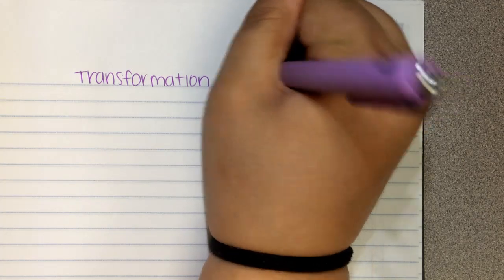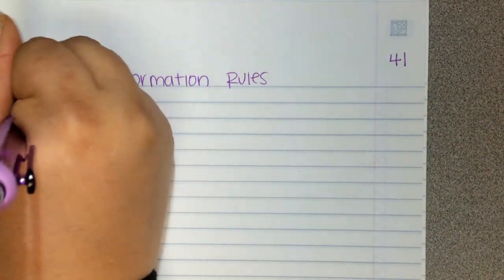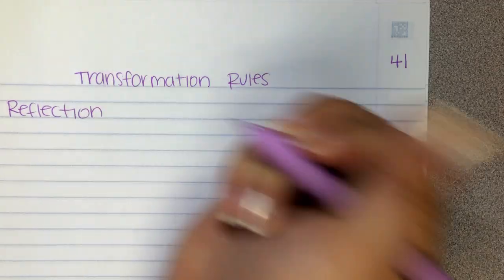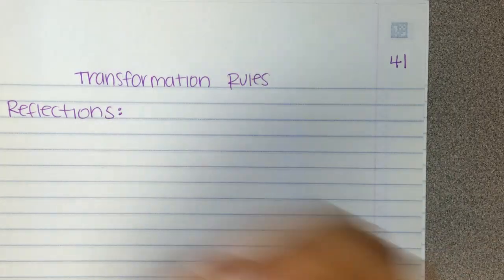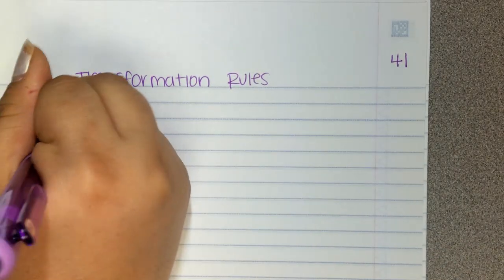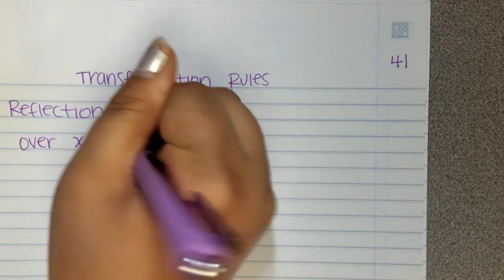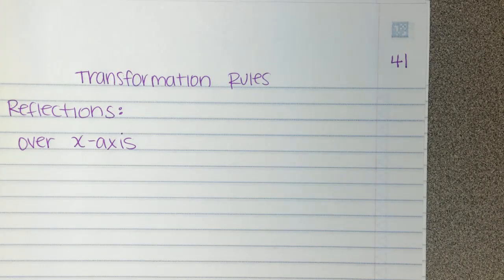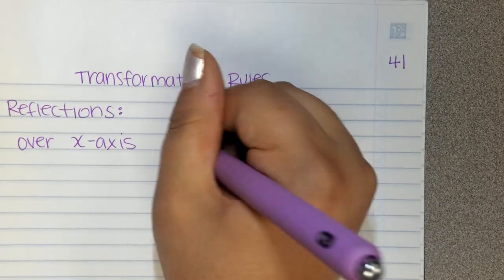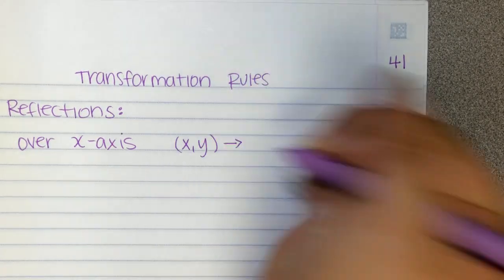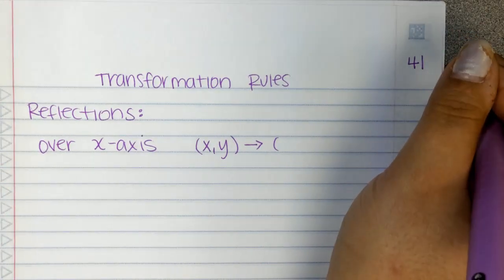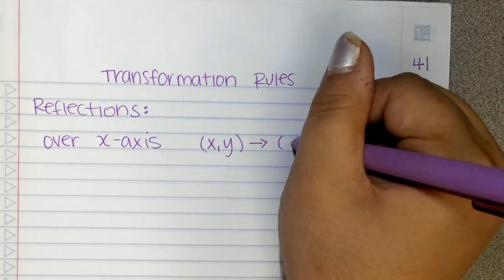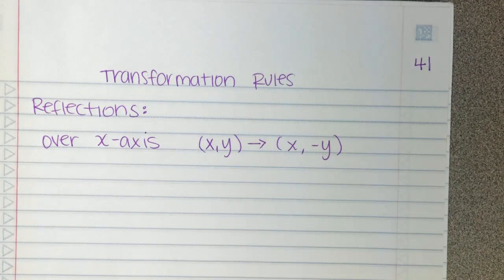Okay, so the first one we just talked about are your reflections. The first one is if you reflect over the x-axis. What did we say happens? xy becomes, what changes if you reflect over the x-axis? Nope, the y changes to the negative. So think about it. If you flip over the x-axis, your y is going to become negative. Write it down.